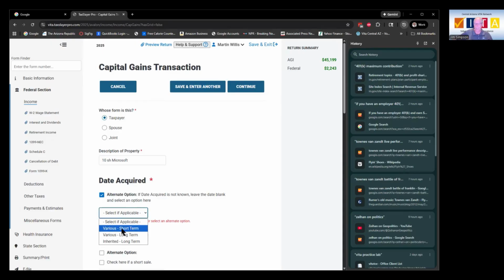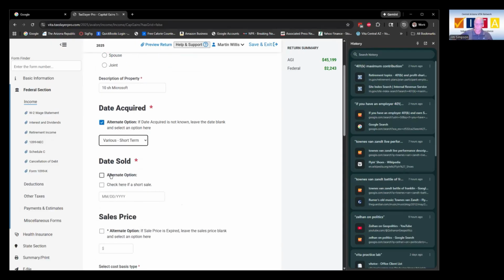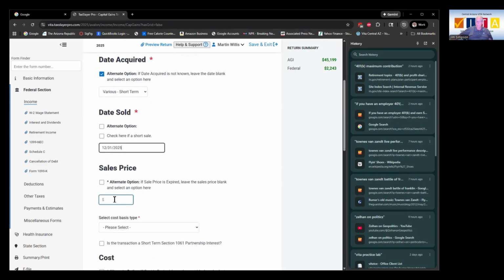Okay. So in this case, I'm going to say that this was a short term sale. When was it sold? Now, there's an alternate application thing that could say, but it only gives us worthless and bankrupt, right? That doesn't apply to us here. So in this case, even though we had multiple different sale dates, I'm just going to put here the end of the year, 12/31/25.